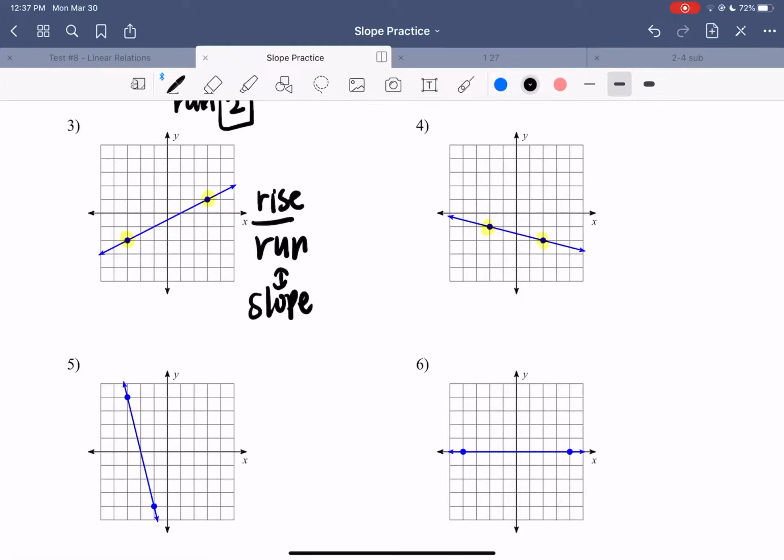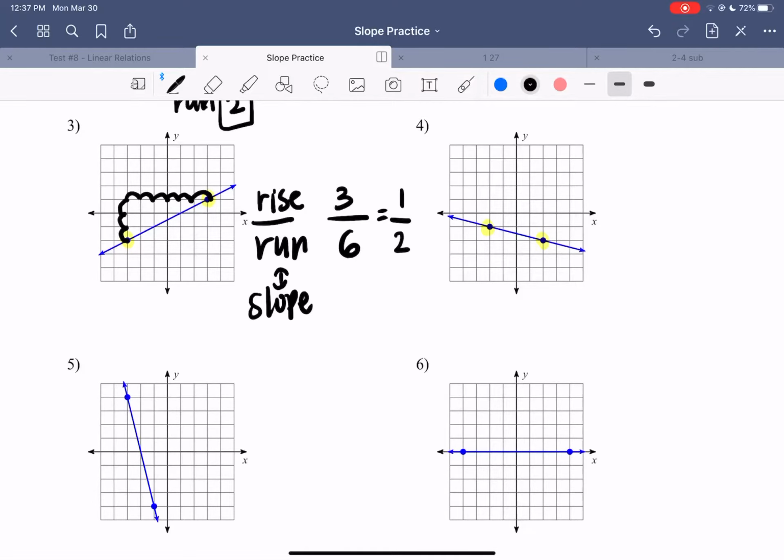All right, and if you were to do that, you would have gone rise 1, 2, 3, run 1, 2, 3, 4, 5, 6. And seeing that you can simplify that, you would have reduced it or simplified that to 1/2. All right, let's try one more.